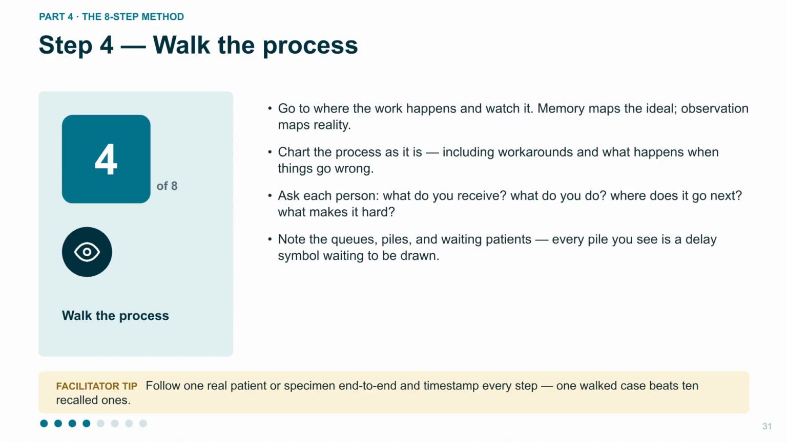Step 4. Walk the process. Go to where the work happens and watch it in real time. Memory maps the ideal, but observation maps the reality. You need to see the actual path, including the messy workarounds, to understand the real flow.